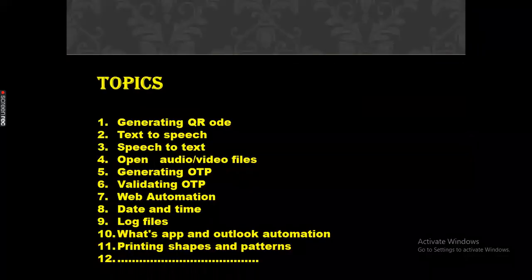visualization also. In this series, we are going to learn a few practical scenarios, something like generating a QR code, text to speech, speech to text, opening audio video files, generating OTP and validating the generated OTP, web automation, automating Outlook, Gmail, and WhatsApp, printing different shapes, symbols. So we are going to learn each and every concept with the help of Python.